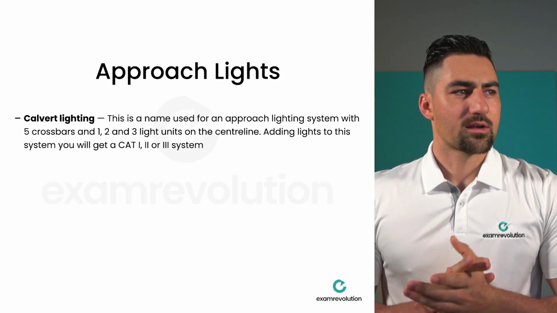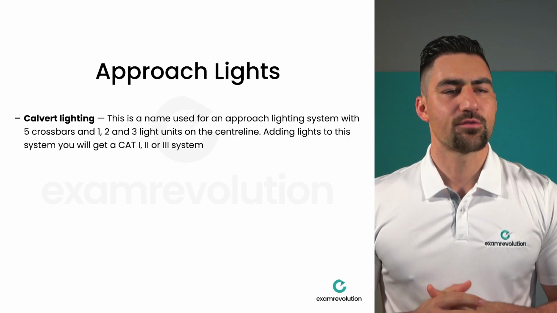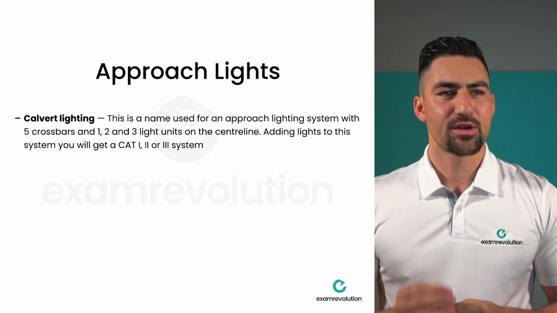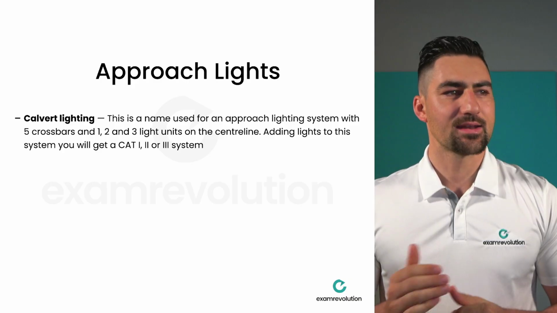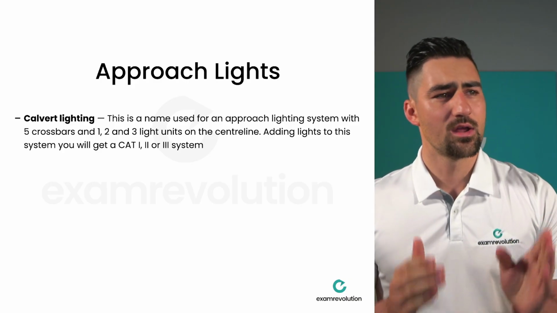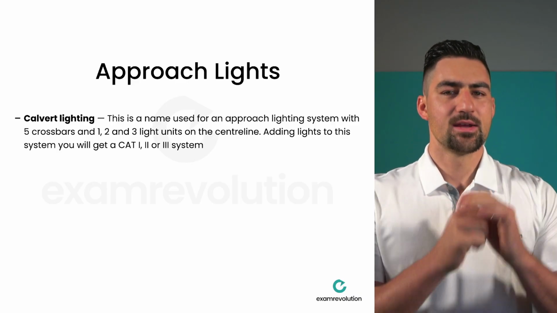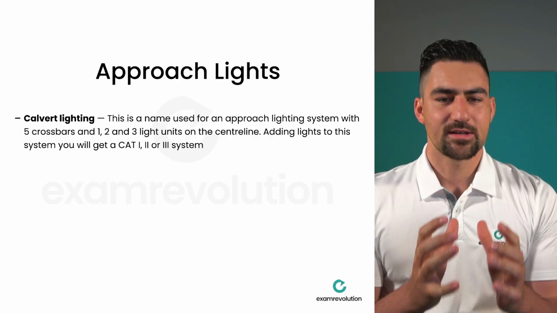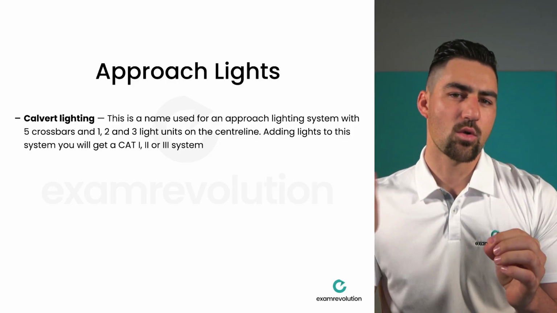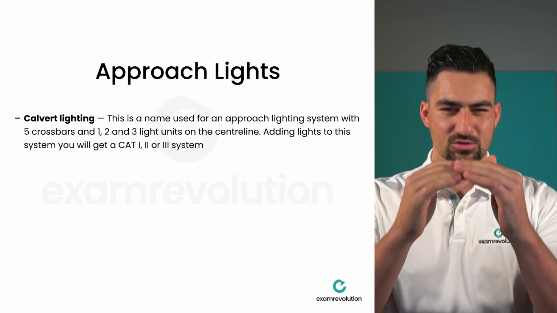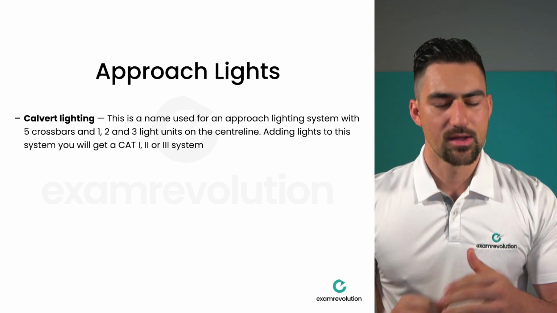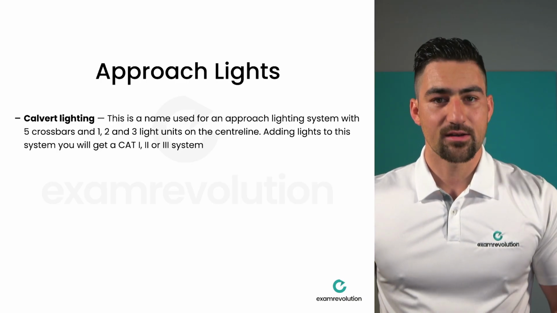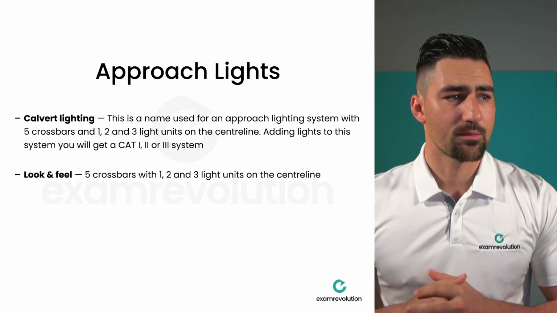Then we can talk about calvert lighting. So this is a name used for an approach lighting system with 5 crossbars and 1, 2, and 3 light units on the center line. Adding lights to this system, you'll get a category 1, 2, or a 3 system. So in other words, guys, if you see that they talk about a calvert lighting system, it's a very basic category 1 system, but it does not qualify for a category 1 approach lighting system. So it's one below category 1 approach lighting system. It's a very basic category 1 approach lighting system, but there needs to be a few lights added for it to become a category 1 approach light system.